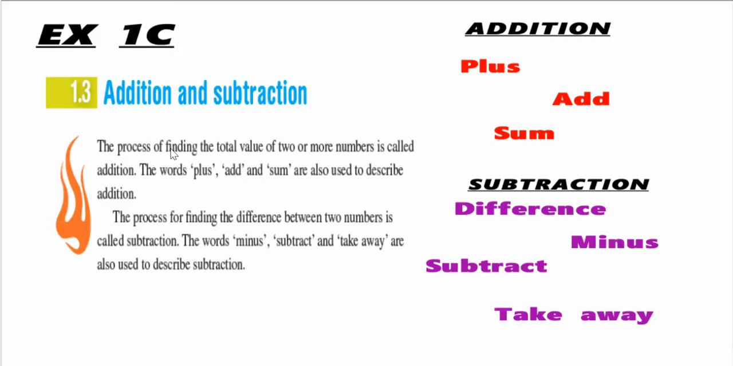The process of finding the total value of two or more numbers is called addition. Some other words that are associated with addition you can see over here: plus, add, sum. You need to know the other terms used for addition as well. So if I ask you in class, for example, what's the sum of 1 and 1, you know that sum means plus, so what's 1 plus 1?